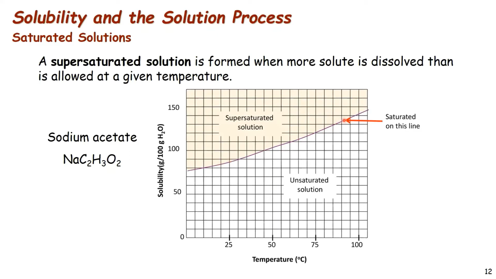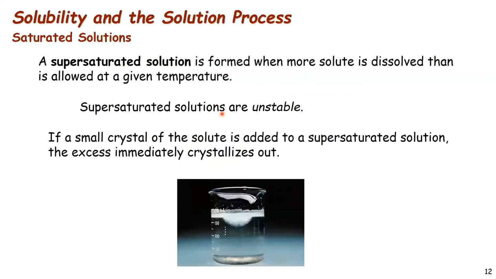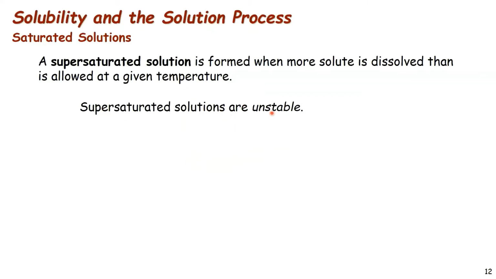So I heat the solution up, and I dissolve 140 grams of sodium acetate into it. Then I start to lower the temperature, but the salt doesn't come out. It remains. So I lower the temperature, but now at room temperature, I'm way up here, in this supersaturated solution region, where I have more salt than I should have at that temperature. These solutions are very unstable.